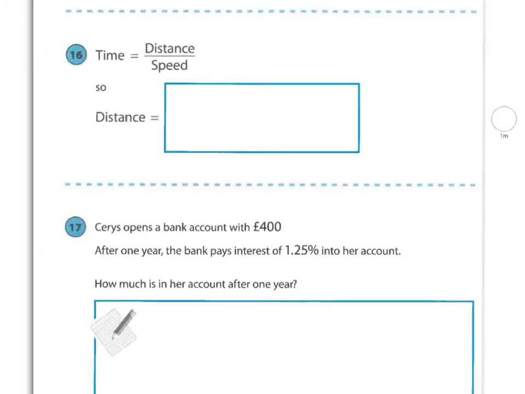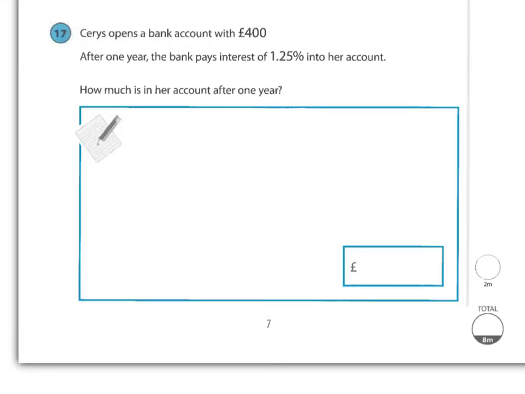Time equals distance over speed. So distance equals, so if we work backwards, the original formula had distance being divided by speed, so the opposite of divide by speed is multiply by speed, so I'm going to do speed times time as the rearranged version of that formula.